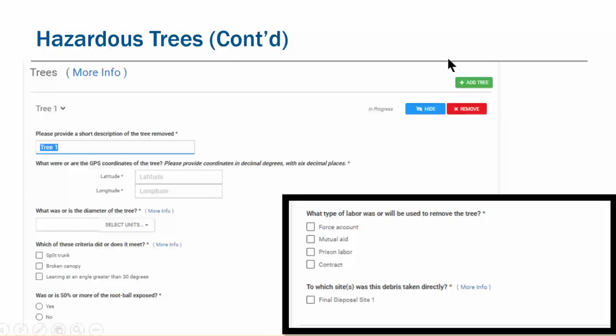And if you notice in the top right hand corner of this tree section, you can add as many trees as you want. So you're going to have 18 entries for all of those 18 trees in that park. And then you can also have more information in, like I was saying, the Streamline project application walks you through the process.